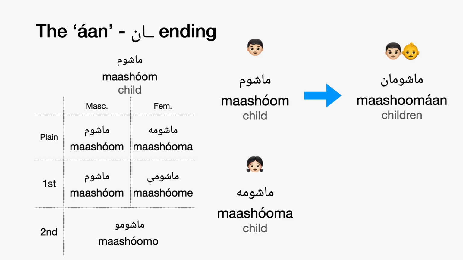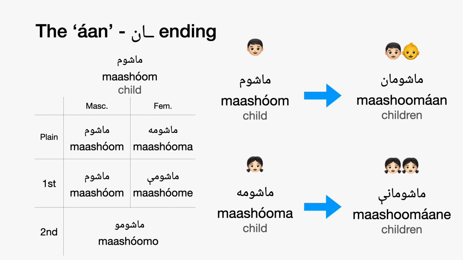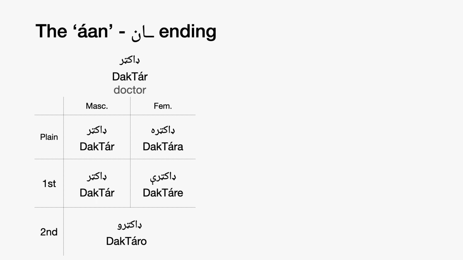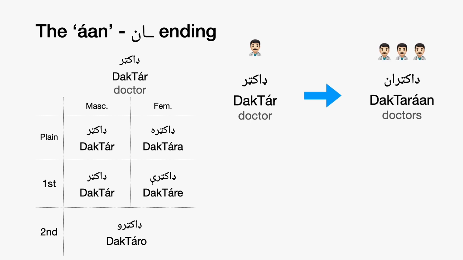If we have a mashuma, a female child, we're going to add the an ending on there, but it's going to have a little e on the end for the feminine form, mashumani, for a group of all female children. Like we saw before, doctor is the word for doctor, and this is also a unisex noun, so we could say doctor for a doctor and then add the an on the end, doctoran, doctors.